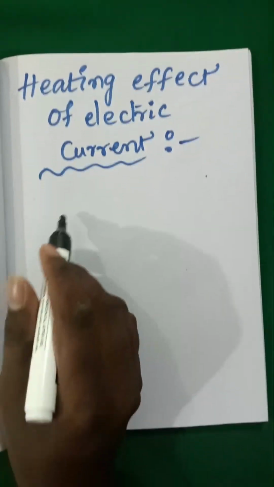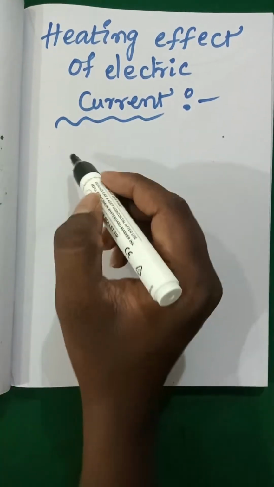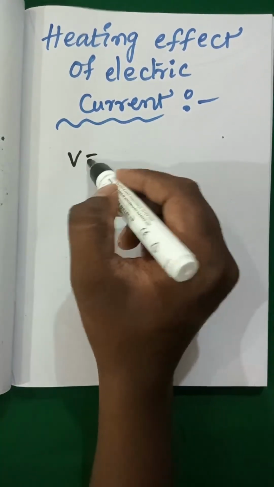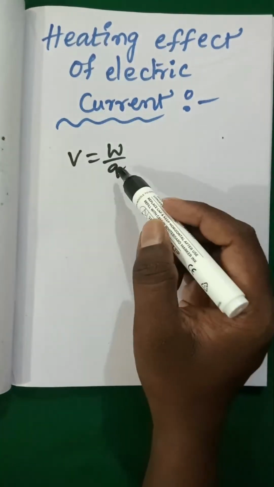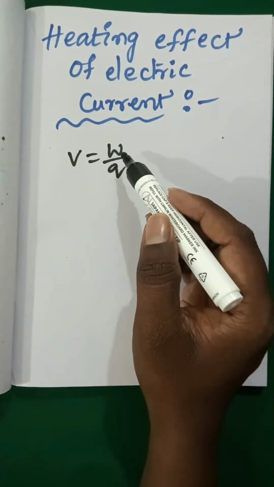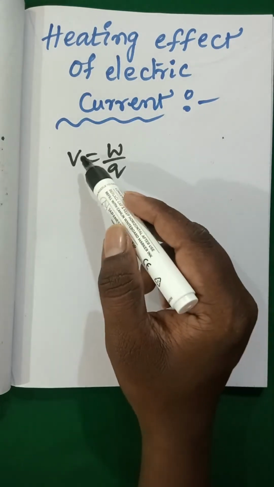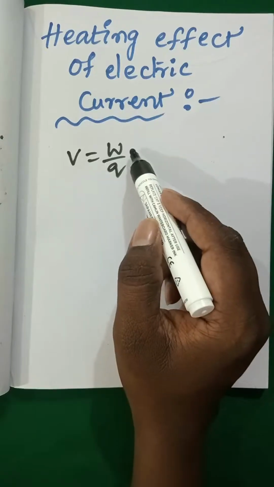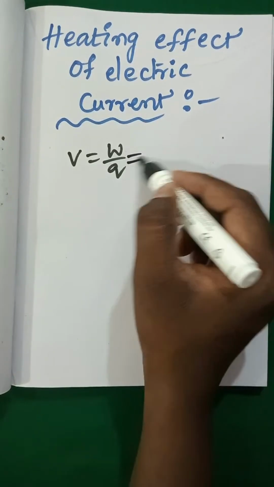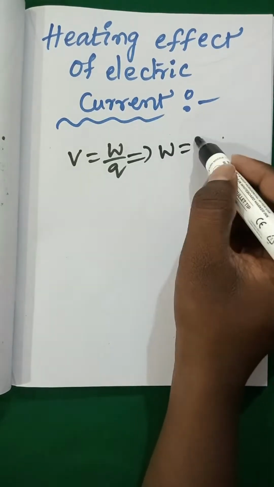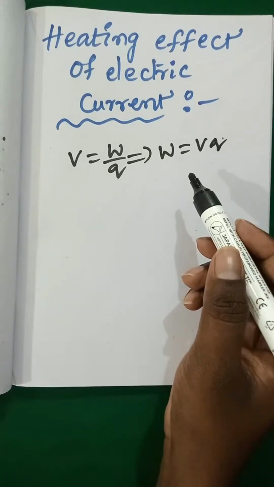Potential difference V equals W by Q. That is nothing but the work done to bring a unit positive charge from one point to another point. From here, we can take W equals VQ.